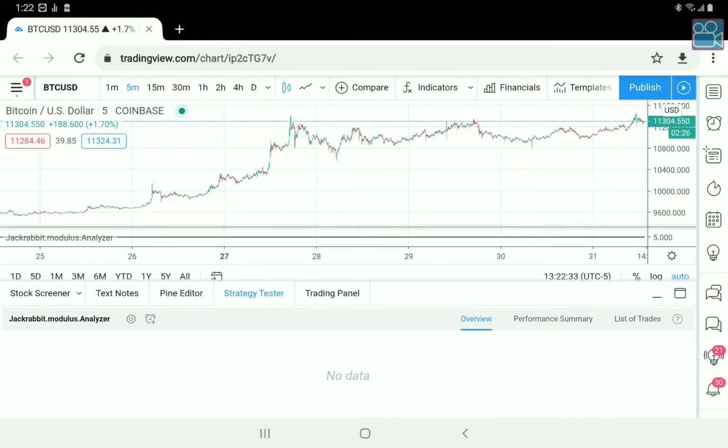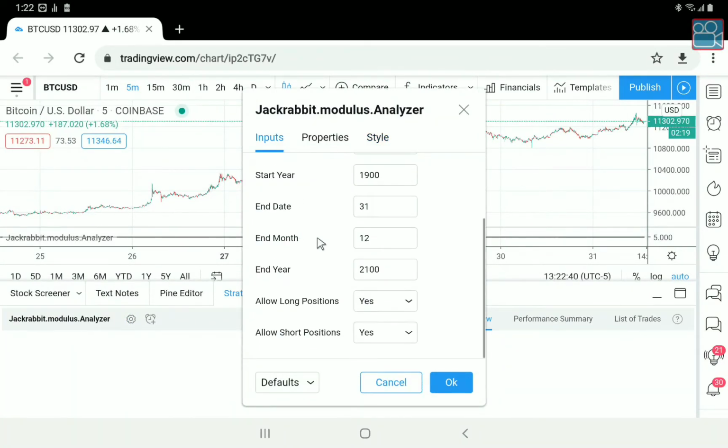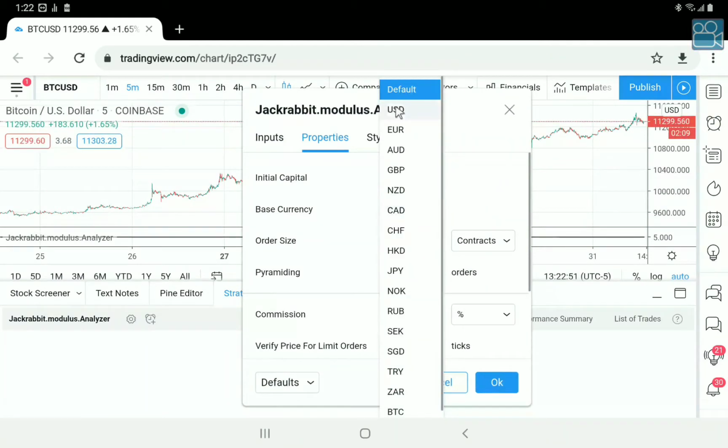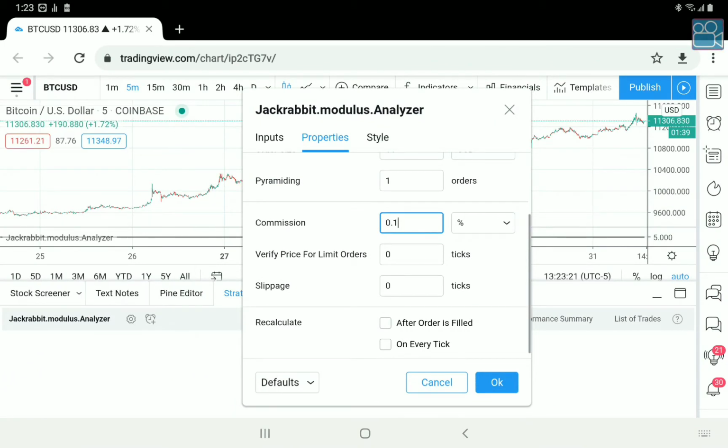I'm going to shrink this down, and I'm going to turn off shorting. I'm only interested in long positions. I'm also going to go through the process of setting up my base currency. Remember, USD, USDT, and USDC all should be set to this. Make sure both of these match. If they don't, your numbers will not be accurate. Make sure you put the proper amount in for your commission.